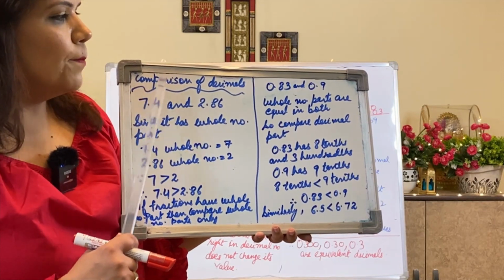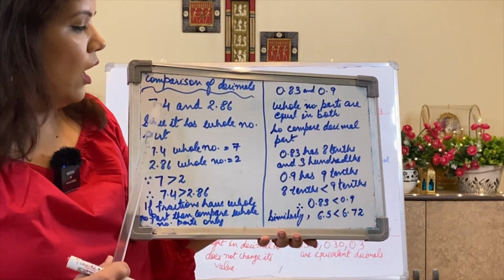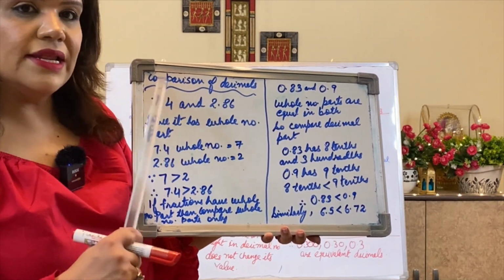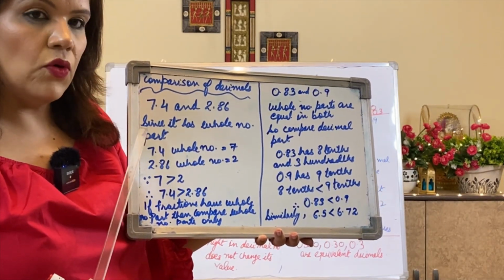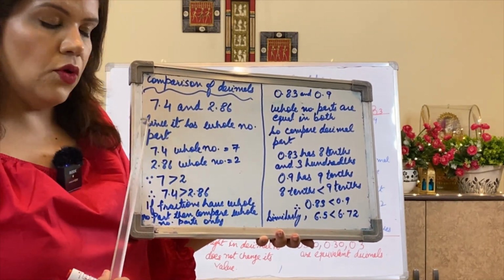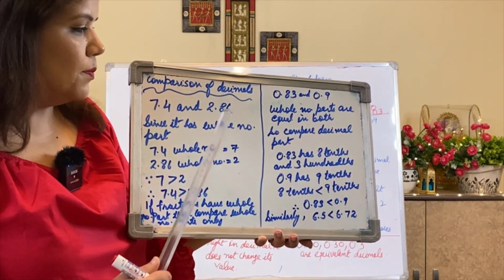Now I am taking comparison of decimals. How to compare decimal numbers? We know that towards the left of the decimal point we have a whole part. 7.4, 7 is the whole part. 0.4 is the decimal part.